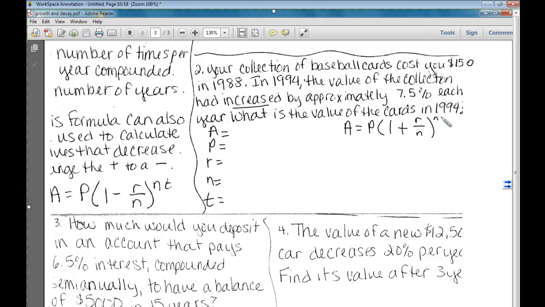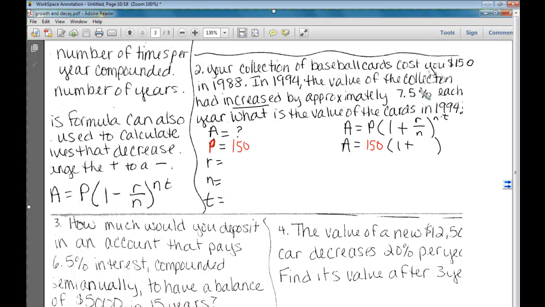Raise it to the n times t power. Now we need to figure out all the pieces to our game. I want to know the future value of the cards in 1994, so I don't know A. P is the amount that I started with. How much did it cost me to buy those cards? Well, it cost $150.